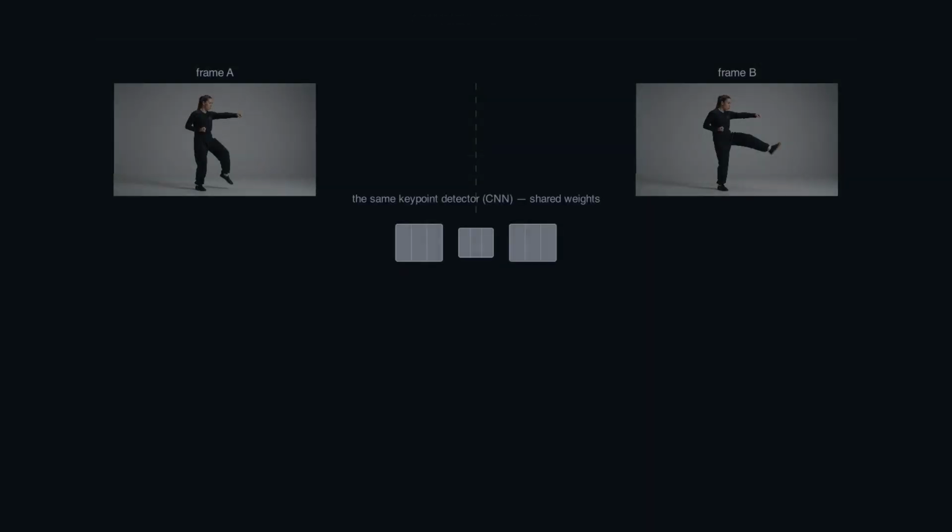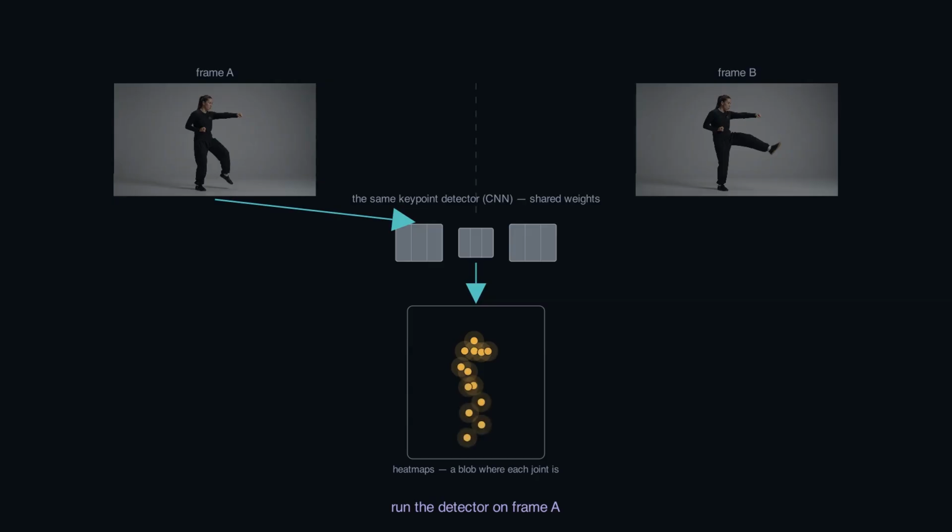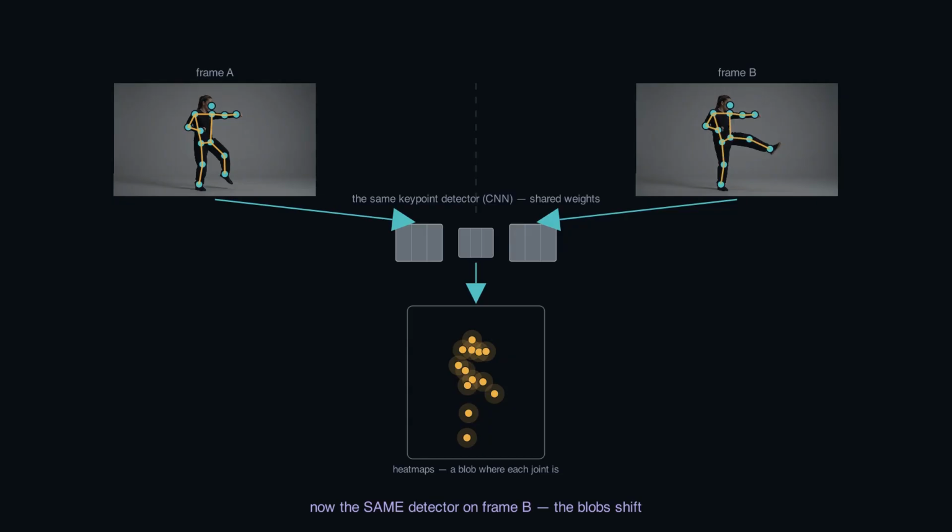But a machine that wants to move a picture doesn't track every single pixel. That's far too much. Instead, it finds just a handful of points that matter. It runs a small network, a detector, on the first frame. Out the bottom come heat maps, a bright blob wherever a joint probably is. Take the peak of each blob, and you have a key point, a shoulder, an elbow, a knee, landed right on the body. Then the exact same detector, the same weights, on the second frame.